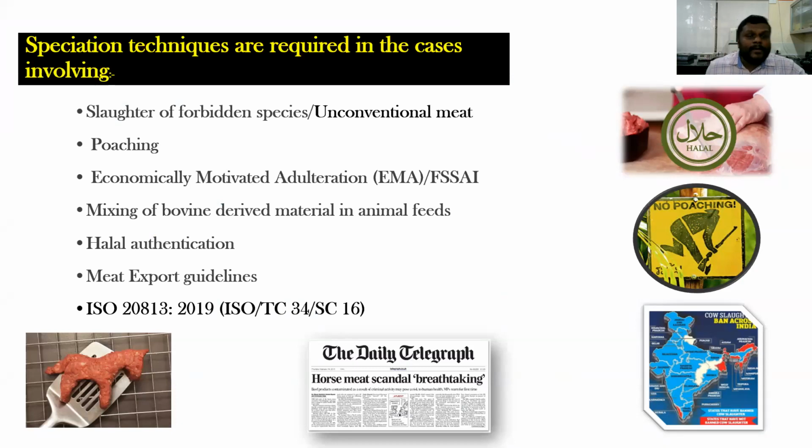In most cases, if you look at the slaughter of forbidden animal species or unconventional meat, many states in our country have some form of restriction on the slaughter of animals, except the northeastern states, Kerala and West Bengal. So the requirement of animal species identification varies from state to state.